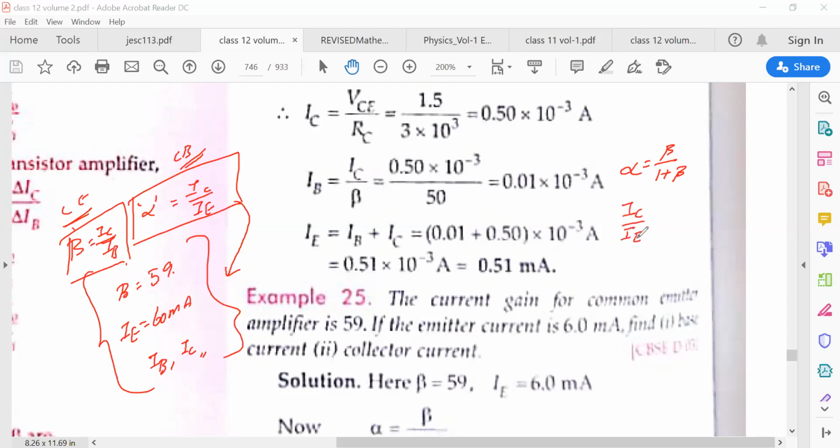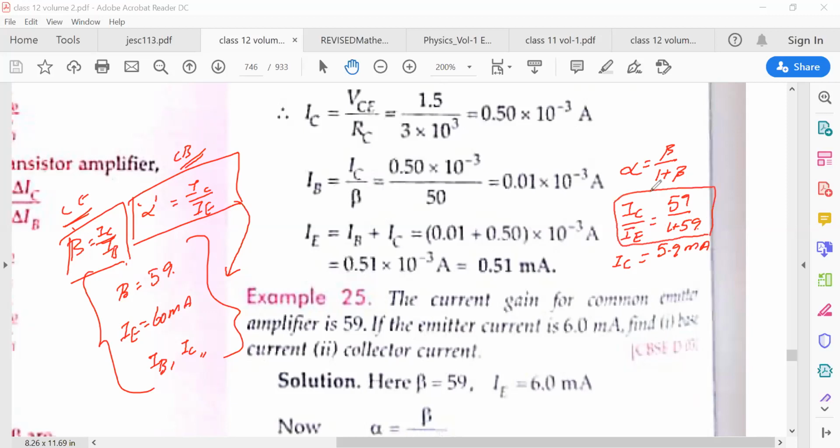Alpha is nothing but IC by IE, which is equal to beta by 1 plus beta. So beta value தெரியும், which is 59 by 1 plus 59. And as usual, எனக்கு வந்து IE தெரியும். So from this relation, I can find IC. So IC is equal to 5.9 milliamps. இது நீங்க solve பண்ணா you'll get 5.9 milliamps.